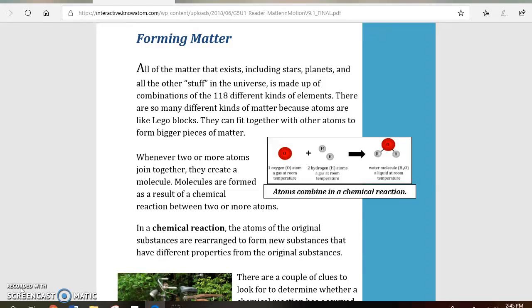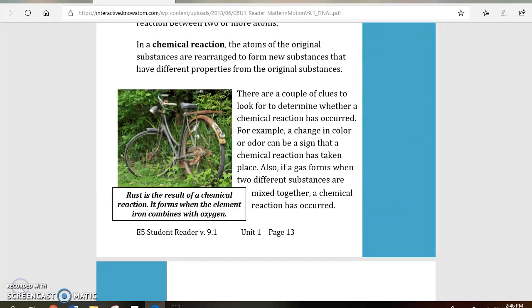In a chemical reaction, the atoms of the original substances are rearranged to form new substances that have different properties from the original substances. There are a couple of clues to look for to determine whether a chemical reaction has occurred. For example, a change in color or odor can be a sign that a chemical reaction has taken place. Also, if a gas forms when two different substances are mixed together, a chemical reaction has occurred. Caption. Rust is the result of a chemical reaction. It forms when the element iron combines with oxygen.